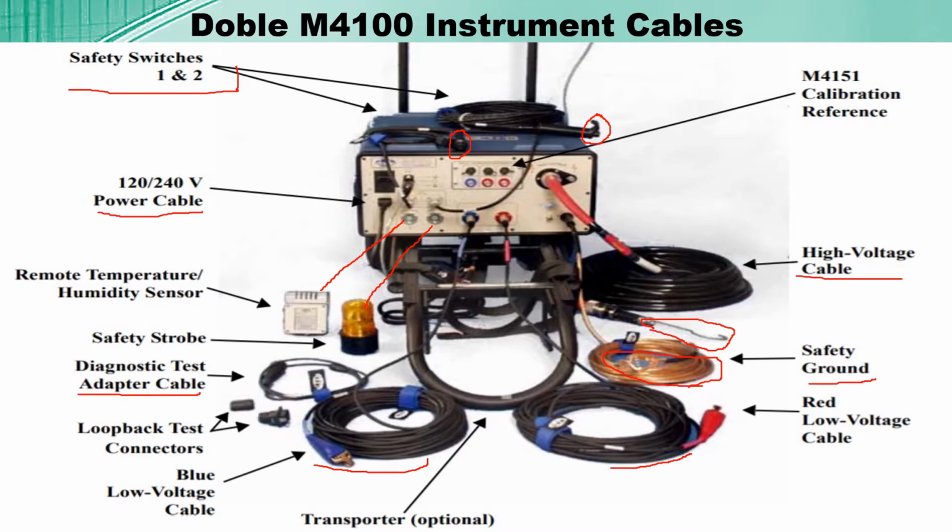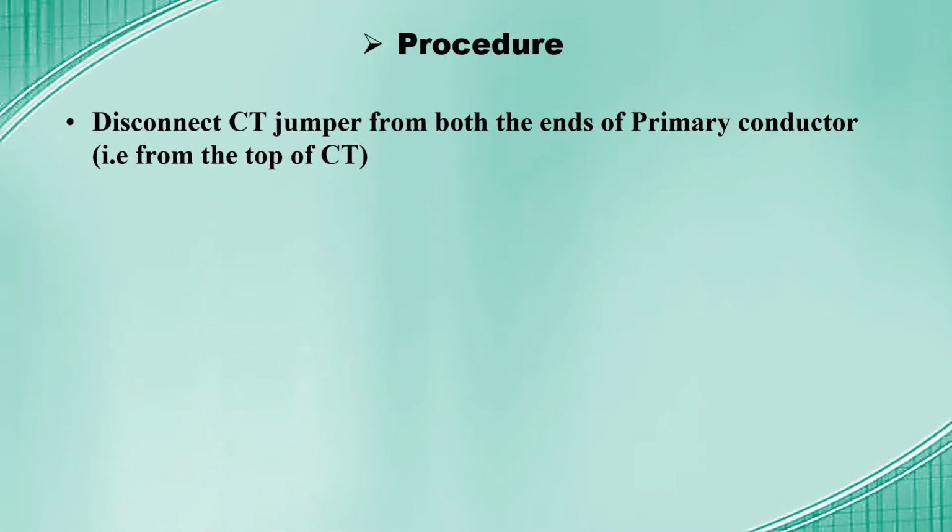So these were all the main cables that we are going to use while doing tan delta testing on a CT or other electrical equipment. Now we will see the standard procedure to carry out tan delta testing on a CT. First of all, disconnect the CT jumpers from both its ends, that is, from the top of the CT.